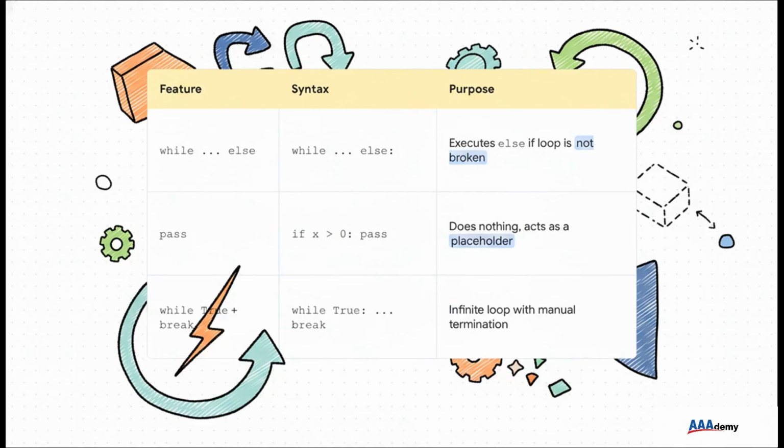Remember, the loop's else clause is for handling successful runs when no break happens. Pass is your best friend when you need a placeholder for future logic. And that while true with a break inside is your go-to pattern for creating loops that wait for a specific event to happen. Mastering these will seriously level up your code.